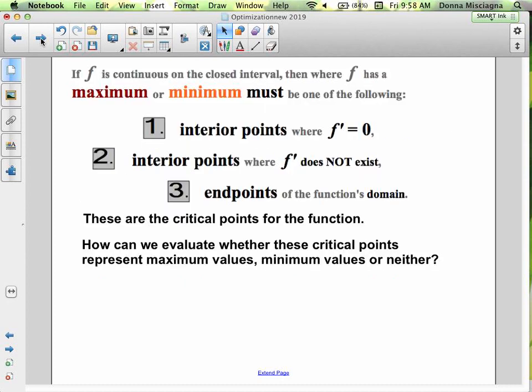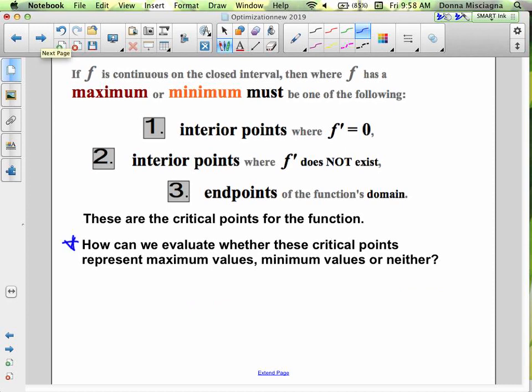All right, so if f is continuous, and this is not in your notes, but the steps are. If f is continuous on the closed interval, then where f has a maximum or minimum must be one of the following. So maximum minimums occur at interior. So these are absolute maximums. And actually, I would like you to write this in your notes. So write this right here.